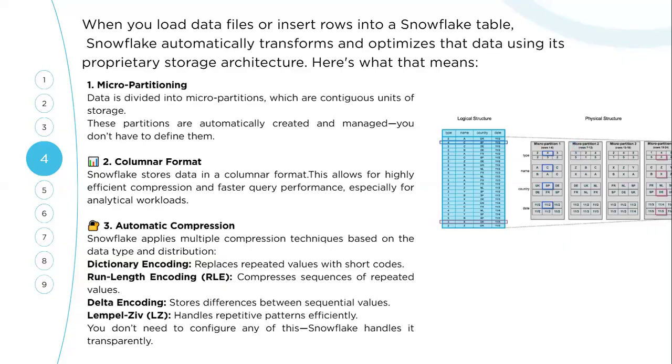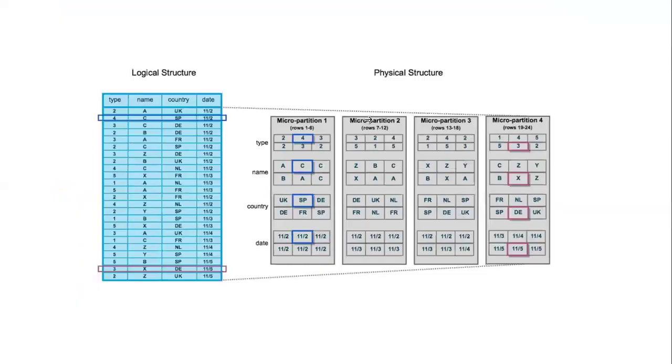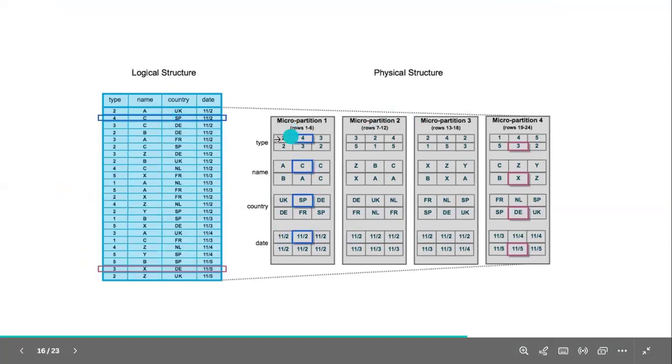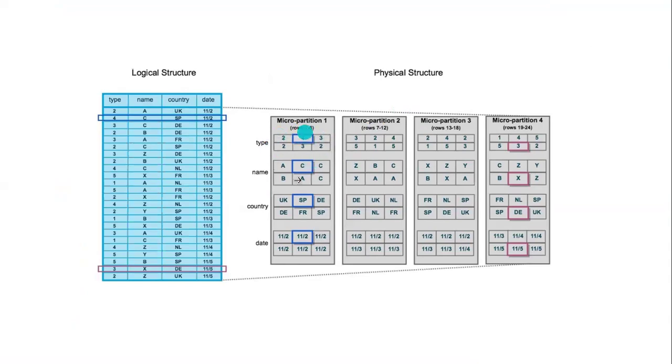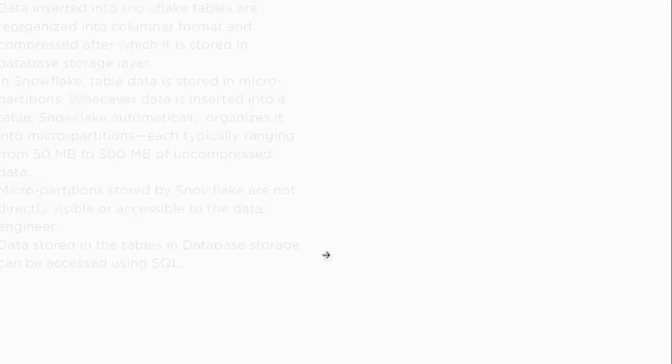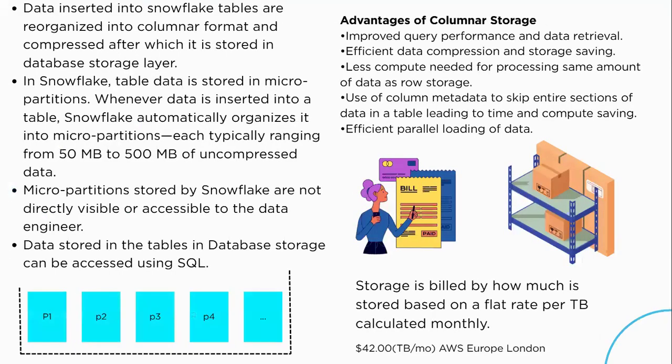So yeah, whatever data I'm inserting, I'm inserting in row format, but in actuality it is stored in the form of micro partitions, and that too in a columnar format. So each block will have information for one particular column. Data inserted into Snowflake is reorganized in a columnar format and compressed when it is stored.